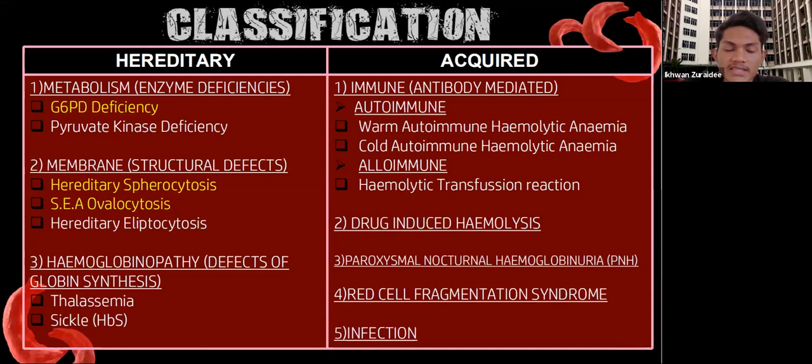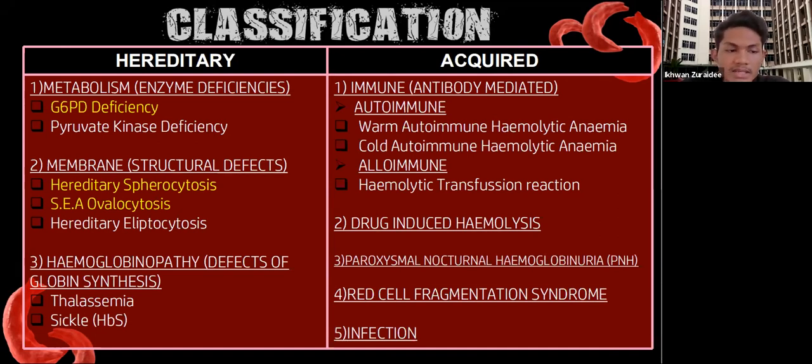Okay, so next are the classification of the hemolytic anemia, which are the hereditary and acquired. For the hereditary, the first one would be the metabolism defect or enzyme deficiency. So the idea behind the enzyme defect is that absence of enzyme leads to the red blood cell breakdown and leads to the hemolytic anemia. For example, the G6PD deficiency.